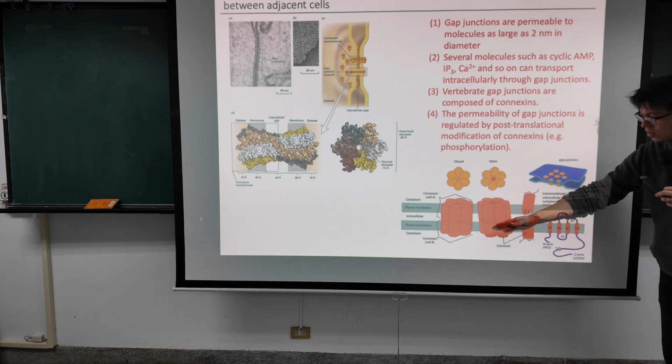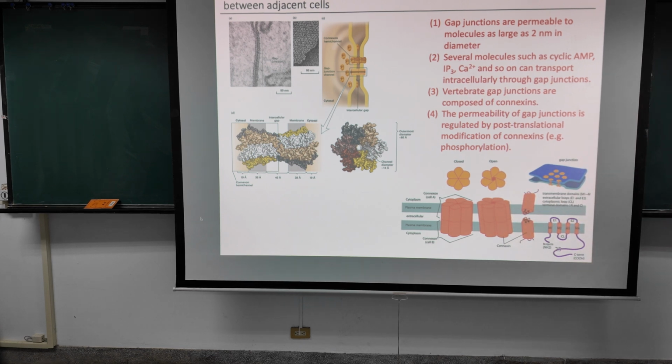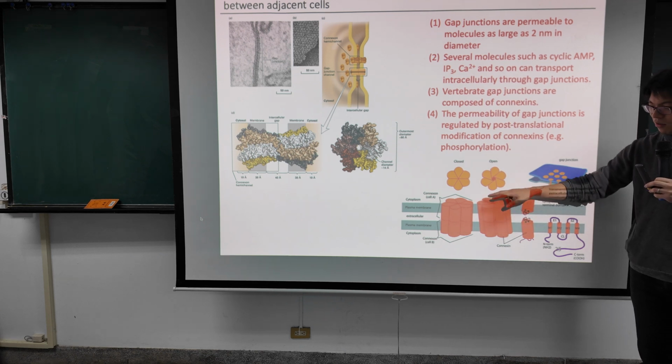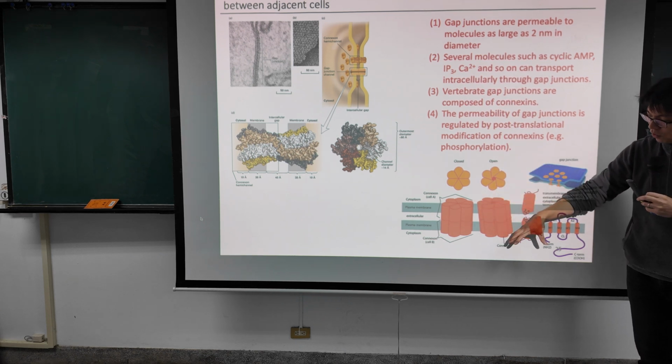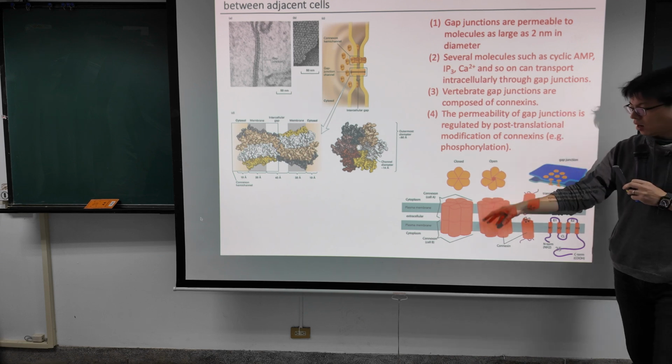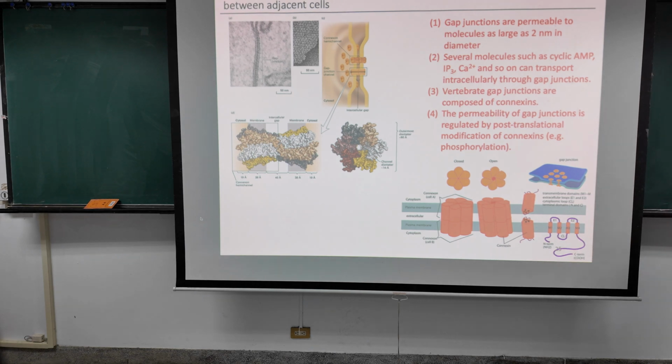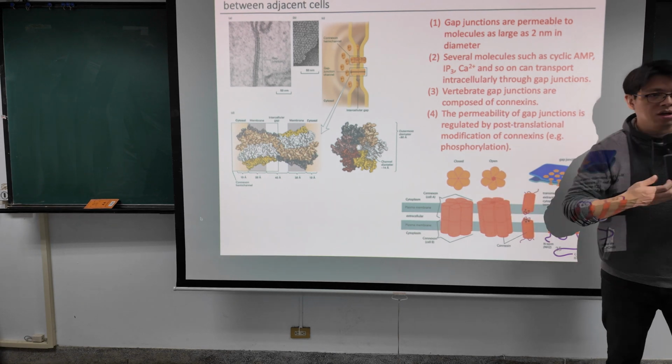Okay, and one cell will contribute 6 slices of the pizza, and then we will bind to the other 6 slices of the pizza from the other cell. Okay, they can form such an entire conduit. Okay, so in the unstimulated state, usually they are closed.